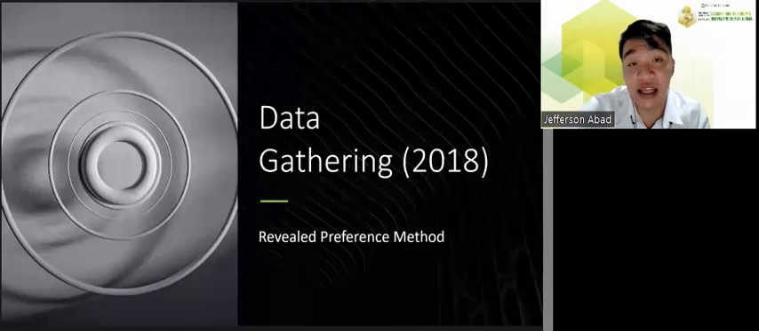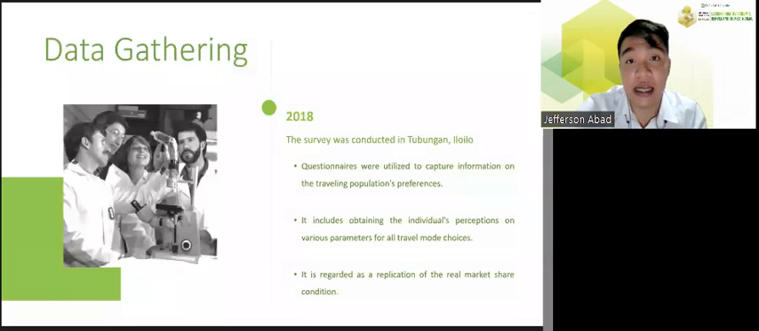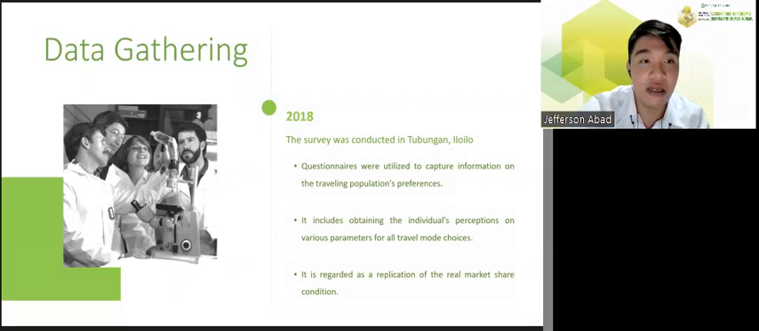Now we'll proceed with the data gathering method that has been used. The survey was conducted in Tubungan, Iloilo in 2018. Questionnaires were utilized to capture information on the traveling population's preferences, where the revealed preference survey was used to obtain the perceptions of the population. This entails gathering data on people's preferred transportation mode based on actual market conditions. It includes obtaining the individual's perception on various parameters for all travel mode choices, both chosen and unchosen.